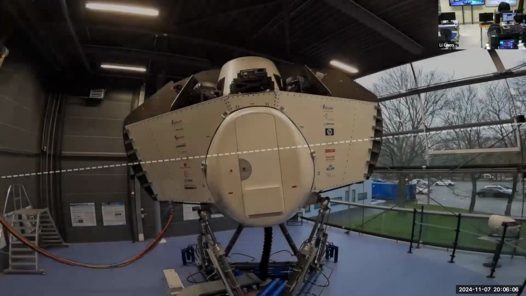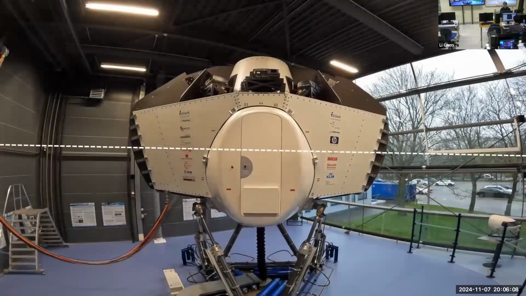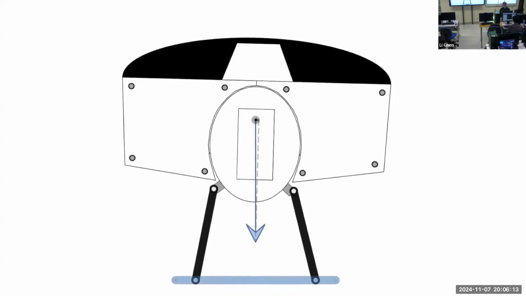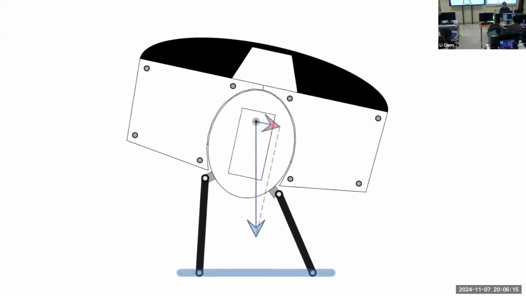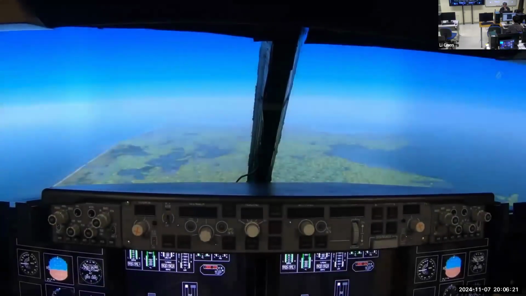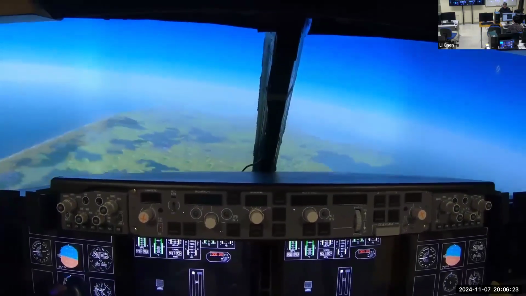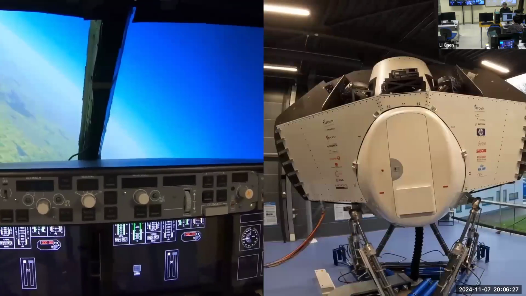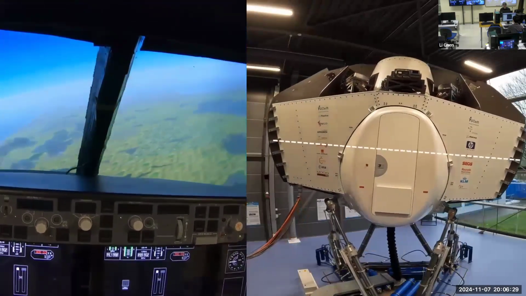So, as it turns out, we do actually need the simulator to roll. But we can't do this too much or for too long, because otherwise the pilots will start to feel unrealistic side forces due to gravity. To solve this problem, engineers use an algorithm called a washout filter, which links the dynamics of the aircraft to the roll angle of the simulator platform.